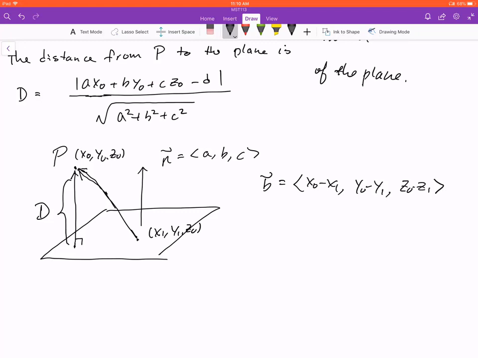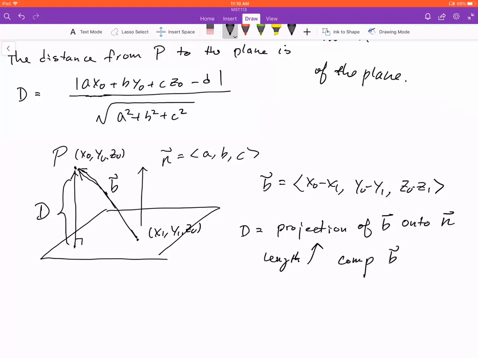You may wonder why we need this vector B. We're going to use a projection. The distance d is the length of the projection of B onto n. We find the length of this projection. In the textbook, this is called the component of the vector B in the direction of n.